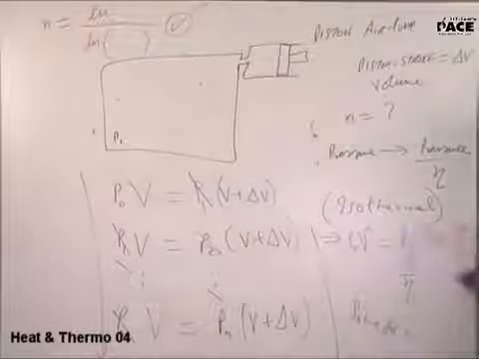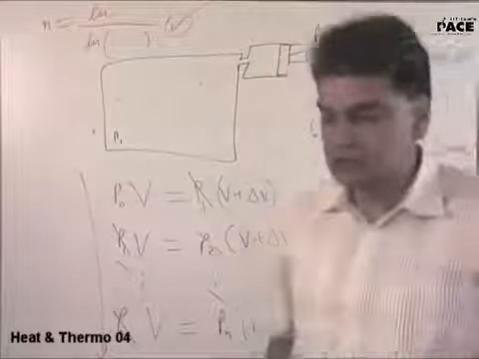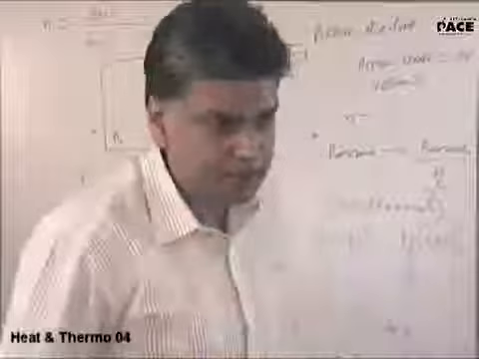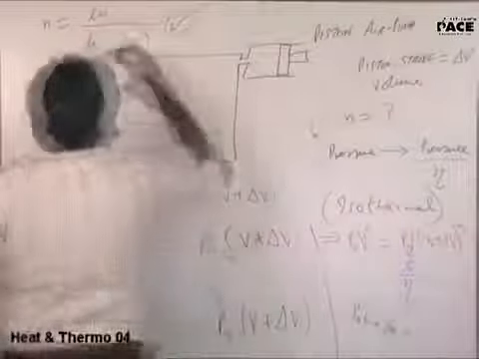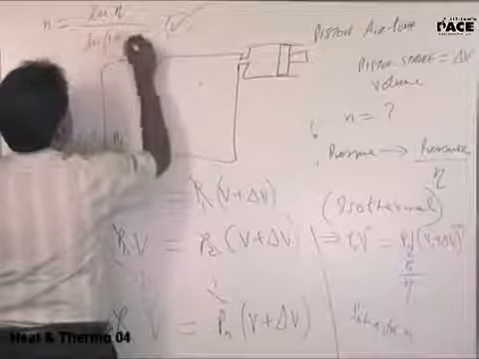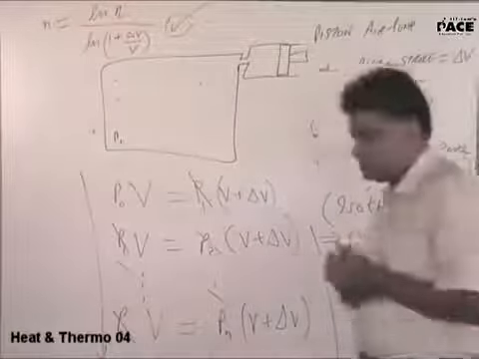What do you get n equal to? You can take a log and solve it. Take log on both sides and simplify. How much are you getting? Log of eta upon log of 1 plus delta V upon V. That's the required answer. Is that fine?